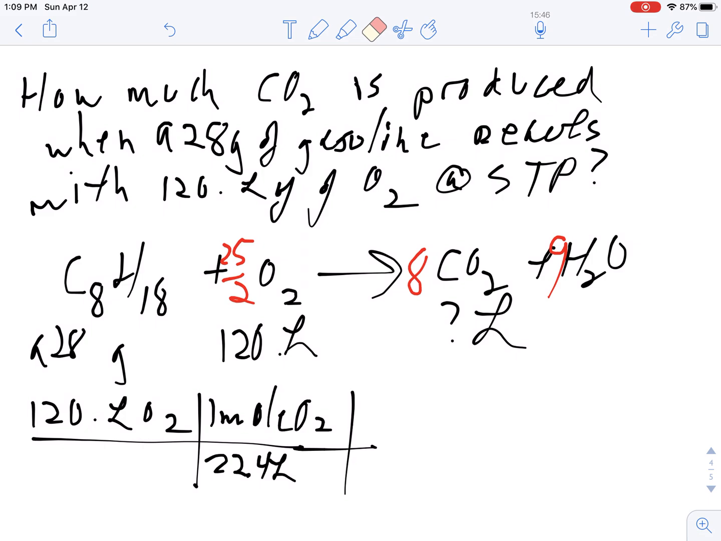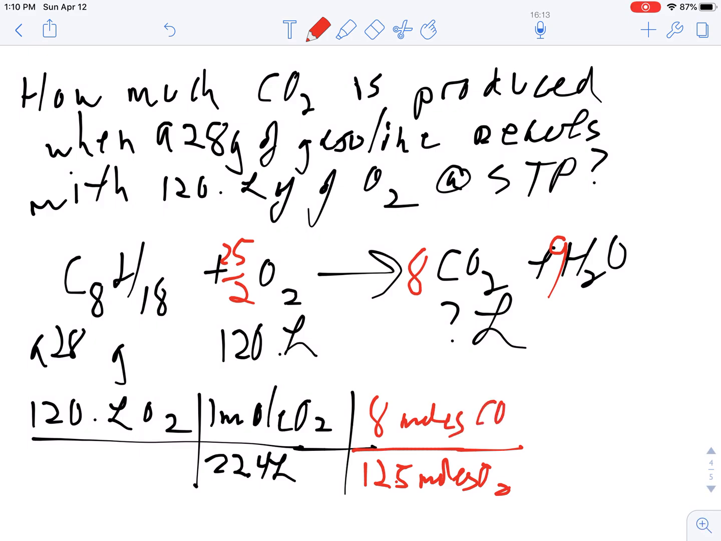So once I have it into moles, my next step is to use the mole ratio. And for every 25 halves, another way to express 25 halves is 12.5. So for every 12.5 moles of oxygen, I will produce 8 moles of carbon dioxide gas. And then the last step is to convert to liters. So for every 1 mole, I will produce 22.4 liters.